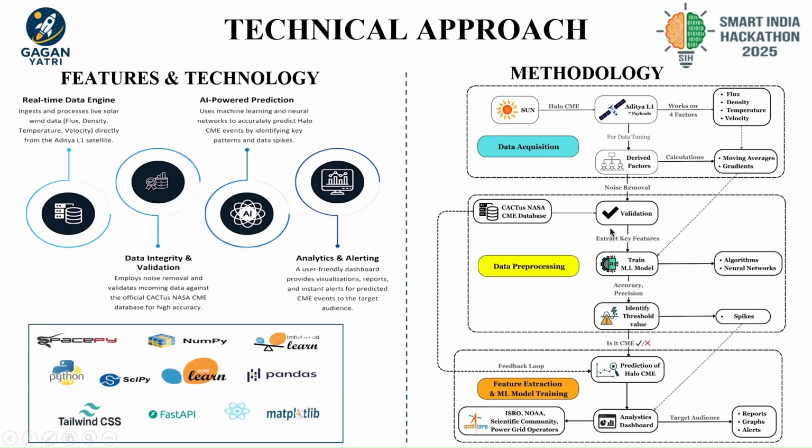Now, our methodology is like this. From the Sun, a Halo CME occurs, it is present at Aditya L1, which is measured by 7 payloads. Our model, SWIS-ASPEX, works on flux, density, temperature, and velocity. It makes derived factors and calculations on moving average gradients. We remove the noise from the data and validate it against the CACTus NASA CME database because it has 25 years of solar data. Now, Aditya L1 is a solar observatory.